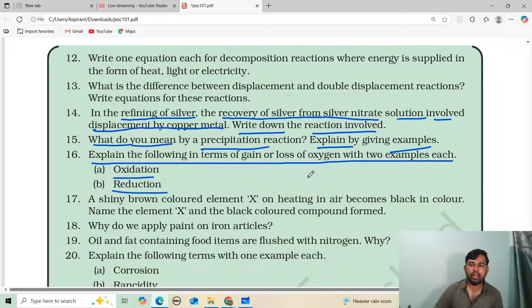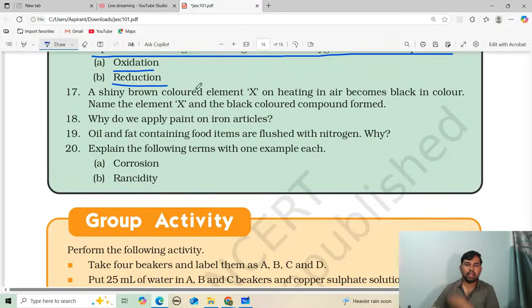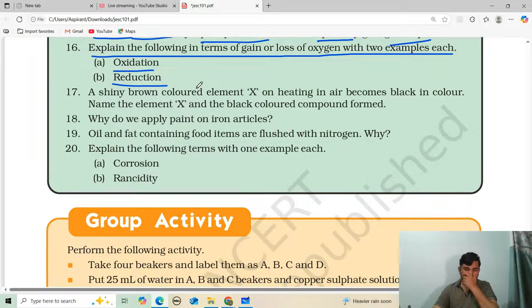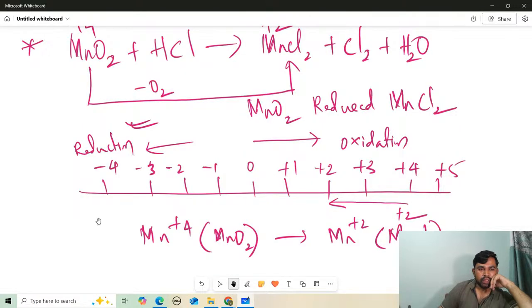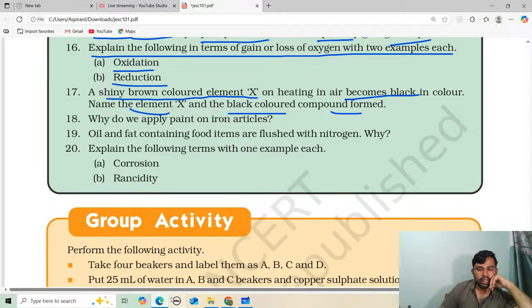Question number 17: a shiny brown colored element X, on heating in air, becomes black in color. Name the element X and the black colored compound formed. This is an important question actually. We are even given a hint here. This is question number 17.